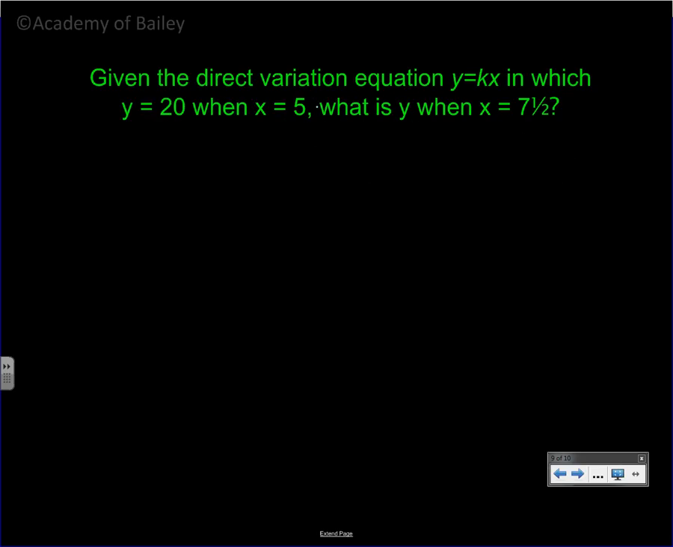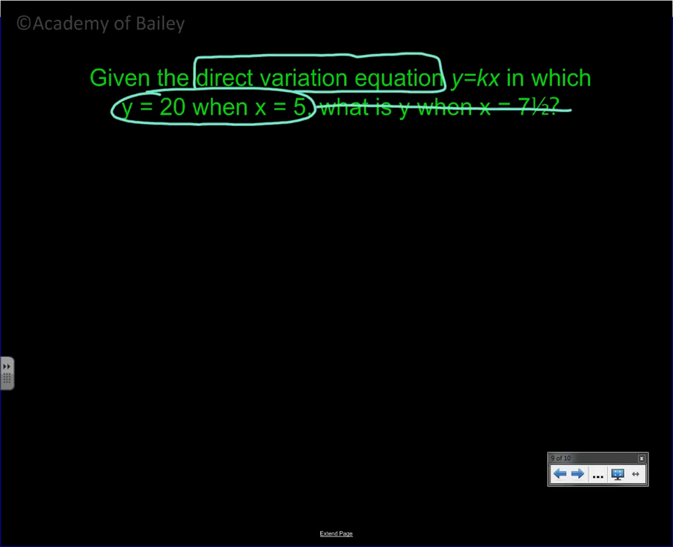First off, we don't pay attention to this part right here. What we have to do is use these values to write a direct variation equation. So step one, write an equation. So y equals kx. It is direct variation, so this is the equation we're using.